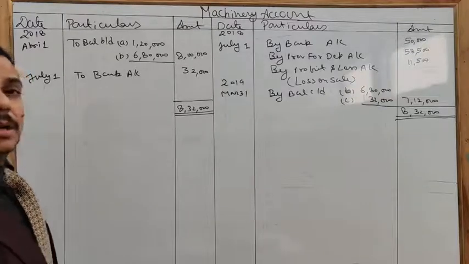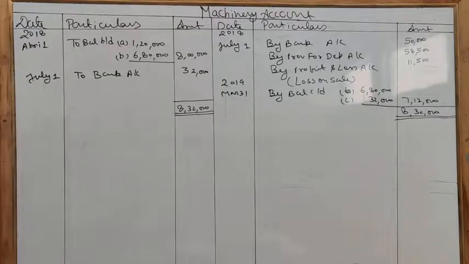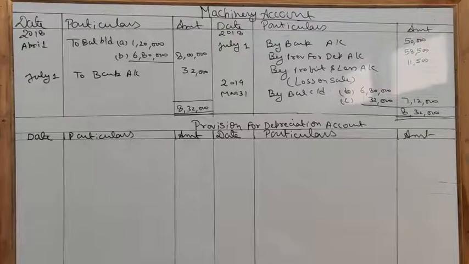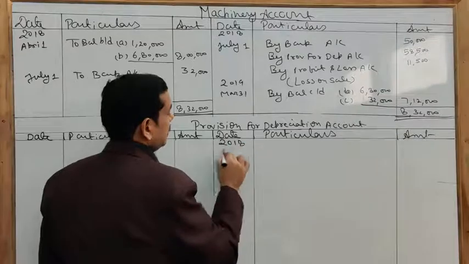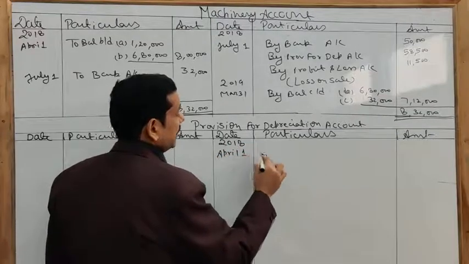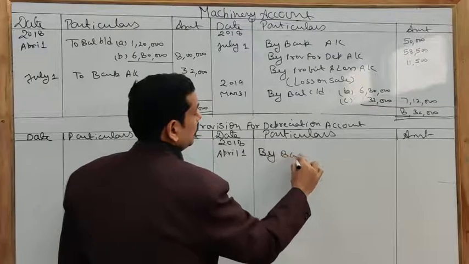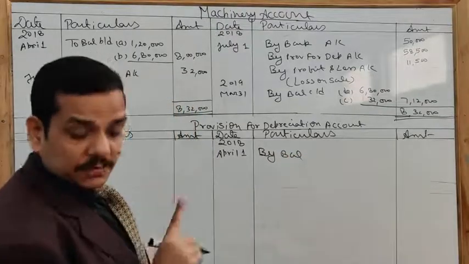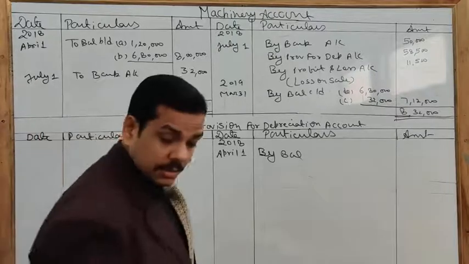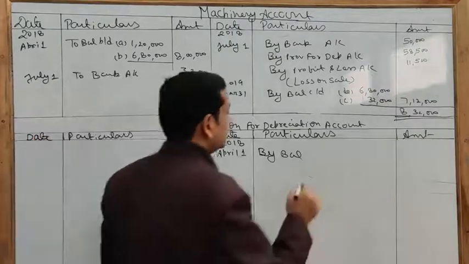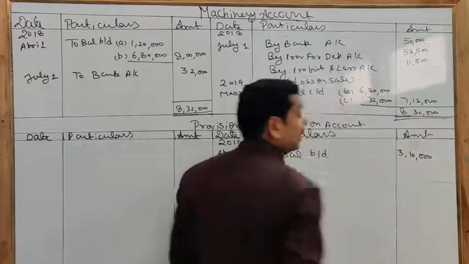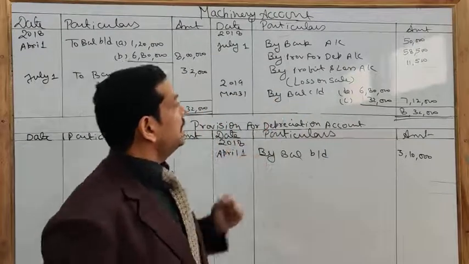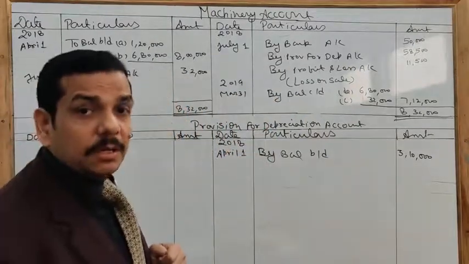Now we are going to prepare the provision for depreciation account. So see how this will be prepared. 2018 April 1, the balance given to us is, always remember, an asset will always show a debit balance while a provision will always show a credit balance. So the balance given for provision for depreciation is 3,10,000. So by Balance b/d 3,10,000.